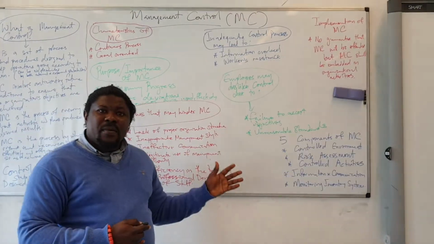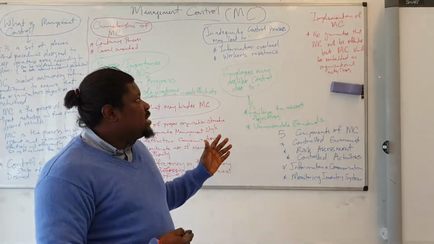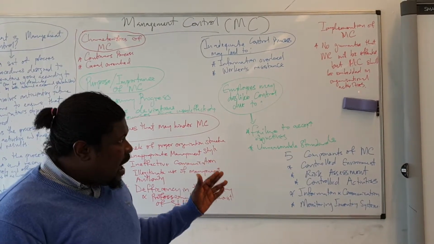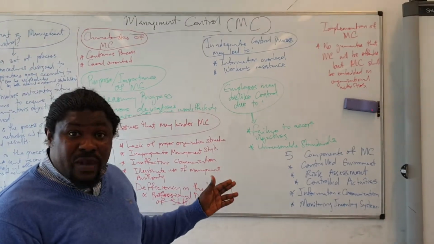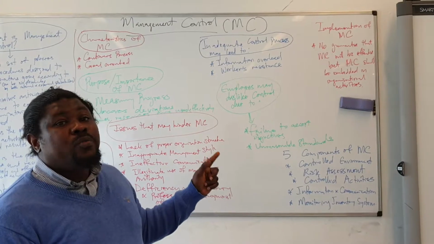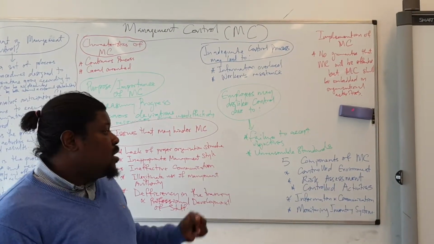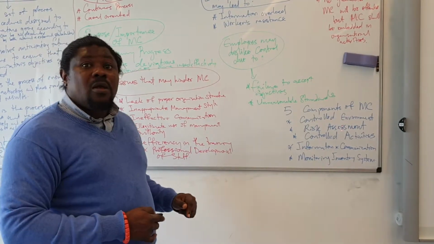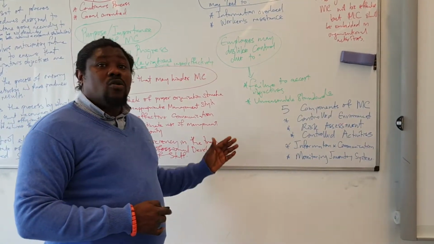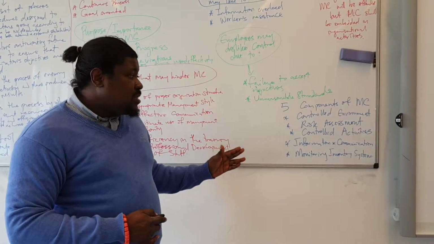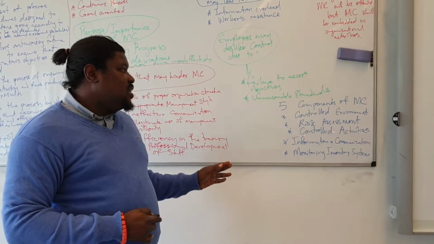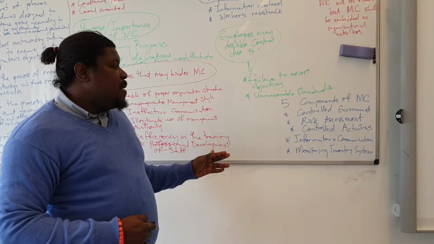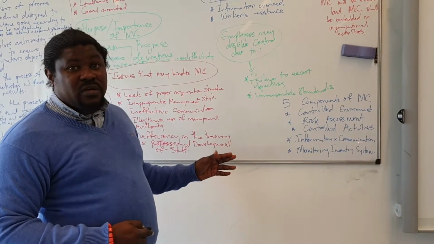We say that implementation of management control is not guaranteed, okay? It's not guaranteed to be effective, but management control should be embedded in every activity within the organization. And we talk about the 5 components of management control, which are controlled environment, risk assessment, controlled activities, effective information and communication, and effective monitoring.